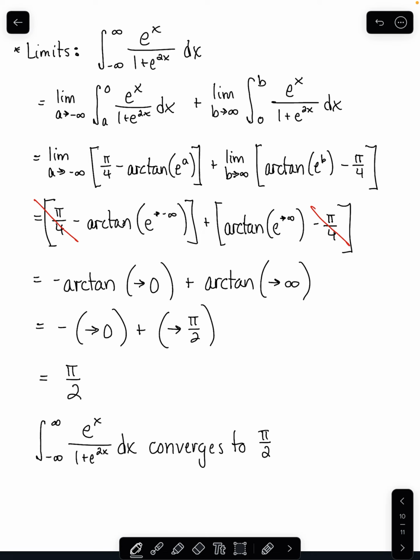In the next video, we will look at improper integrals, where the limits of integration are not infinite, but rather the function has an infinite discontinuity in the interval.